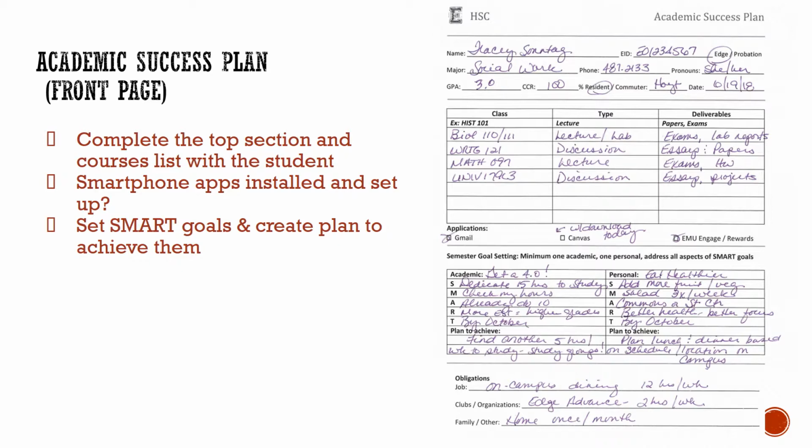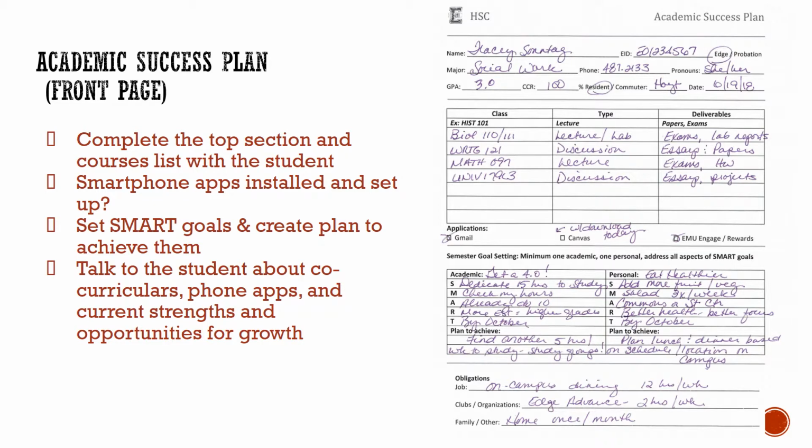Ask your student for 2 semester goals, one academic and one personal. Use the SMART framework to get those goals: specific, measurable, attainable, relevant, and time-based. Help your student devise a plan to reach that goal with the understanding that you can always revise or edit that plan.